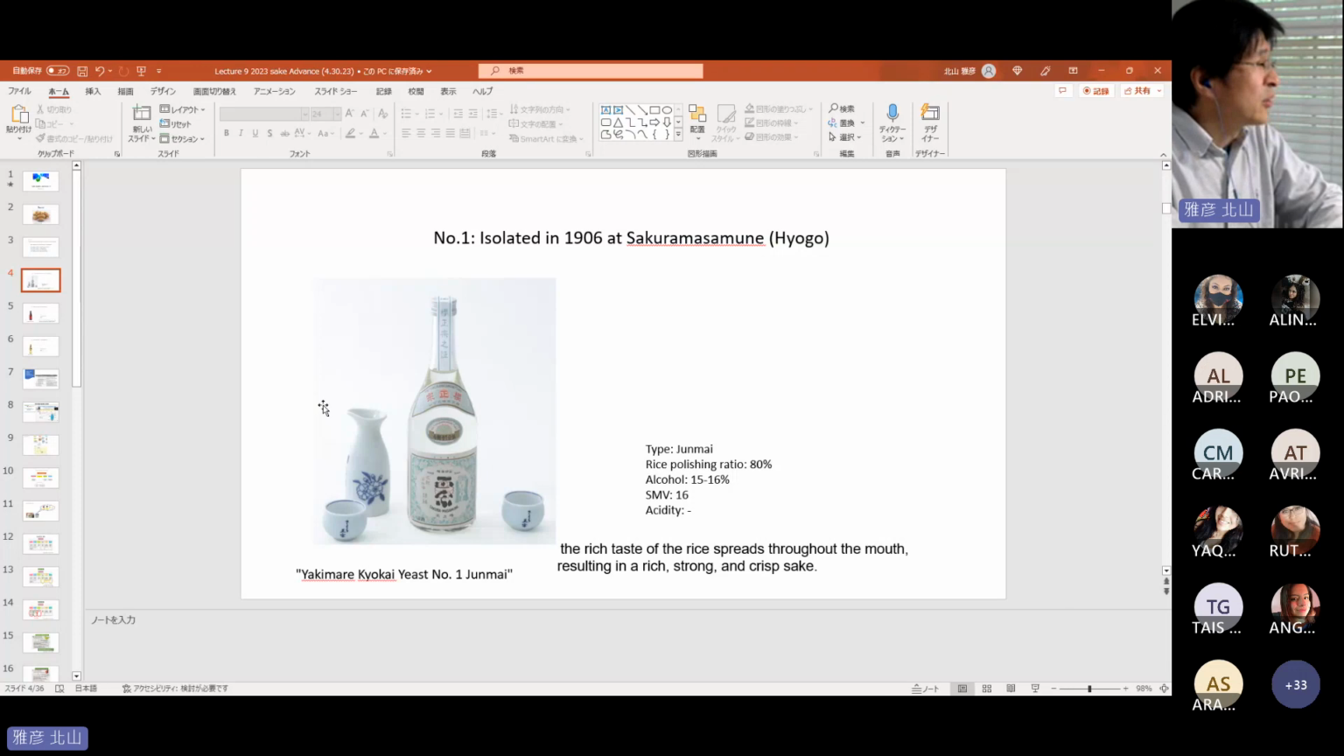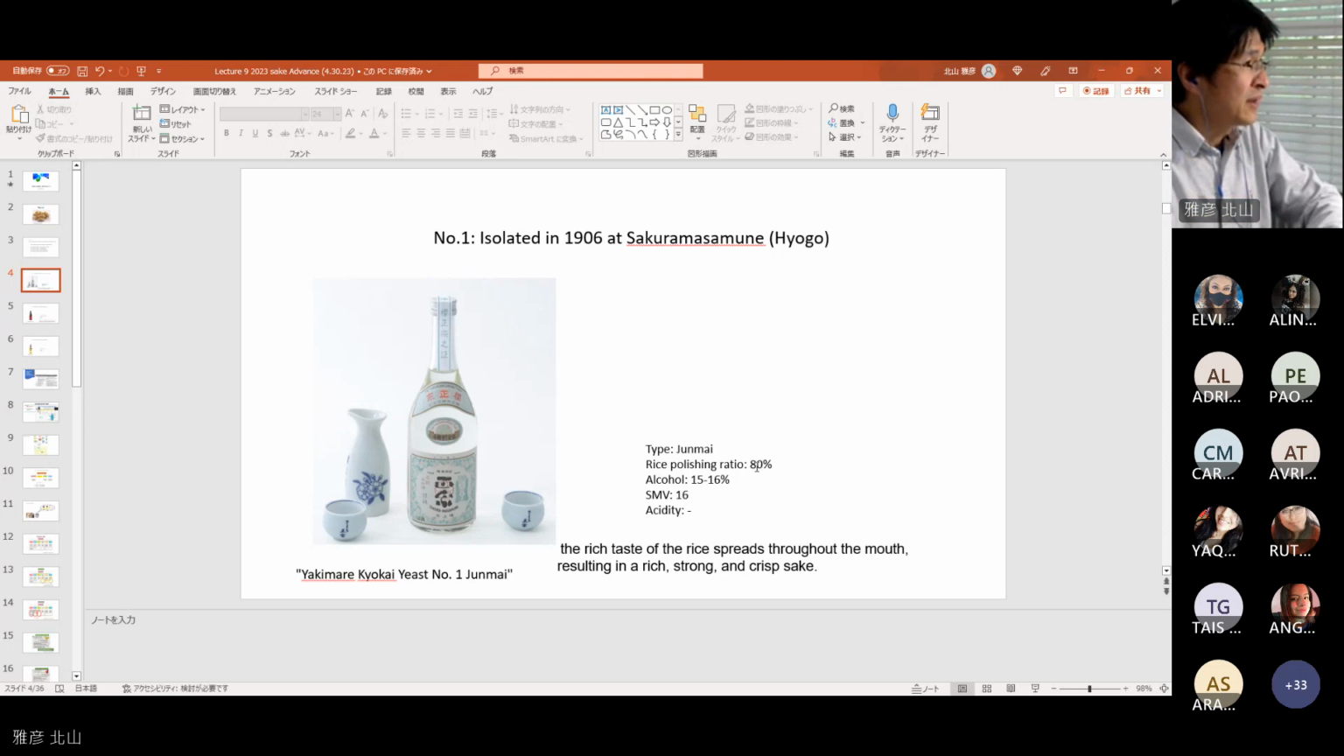But they lost their record of how to make sake by using this strain, number 1. They already lost their protocol for how to use this strain. So they have been struggling for a long time to make revived sake. But finally, they made it.